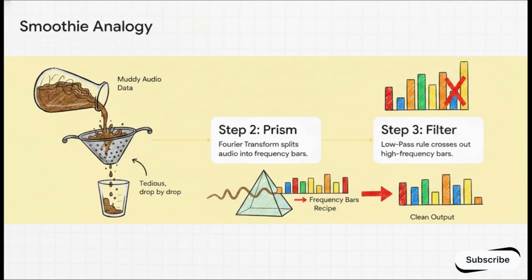But if we pass it through a Fourier transform instead, it acts like a prism. It instantly breaks that muddy audio down into a recipe of frequency bars. You know, like 50% bass, 30% vocals, and 20% high-frequency hiss. From here on out, our filter is no longer this clunky physical sieve. It's just a rule. We can apply a low-pass filter by literally just crossing out the high-frequency bars on our recipe. It's almost like a chemical reaction. We're just instantly deleting the bad ingredients, element by element, and mixing it back together. The final output is exactly the same, but the process itself is fundamentally superior when you're dealing with massive datasets.